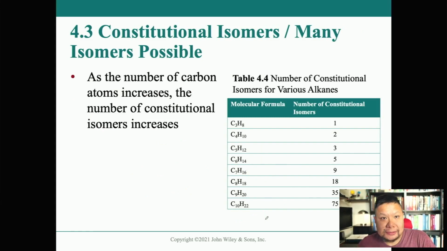Constitutional isomers: many possible. As the number of carbon atoms increases, the number of constitutional isomers increases. That makes sense because the more different connections you can make with the different carbons. So here we have a propane, and it's got one constitutional isomer. But let's jump all the way down to a decane, and you have 75 different constitutional isomers. Fun stuff. Go build them. I'm just kidding, you don't have to do that.